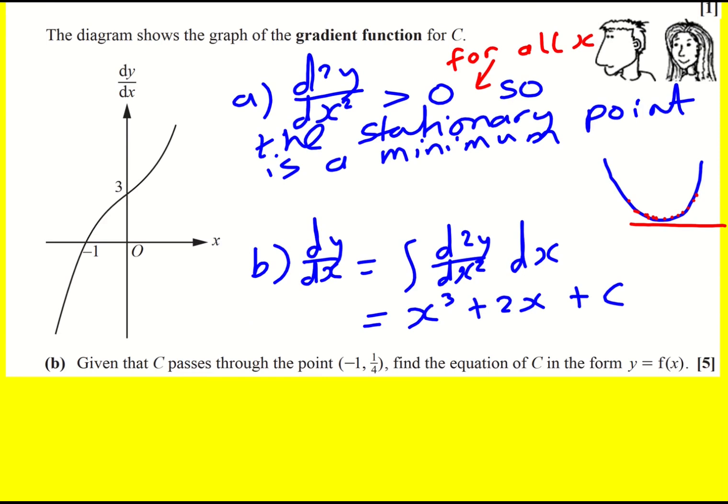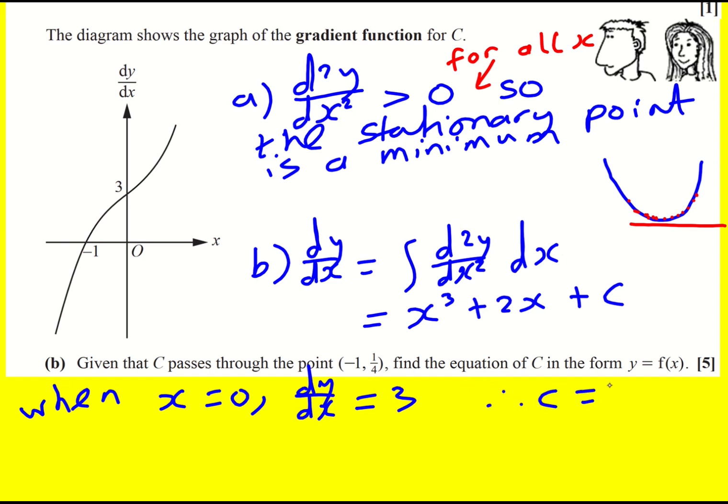But I can see when x is equal to 0, the first derivative is equal to 3. Okay, we've got this condition that fixes what c is going to be. And therefore, c is going to equal 3, because these things are just 0 when x is 0. Brilliant. So dy by dx is actually equal to x cubed plus 2x plus 3.